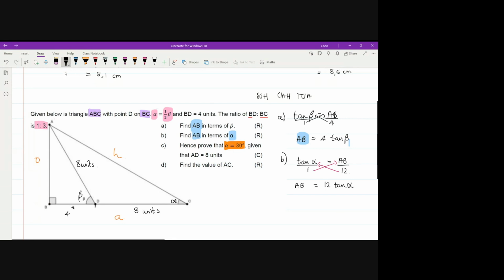Just like Abu's saying, there are two ways we can do this. We can use Pythag to find the length of AB, and if we can find the length of AB, then we can use this answer over here to find tan alpha. Is everybody understanding where Abu's going with this? There's more than one way for us to find the answer that we're looking for.